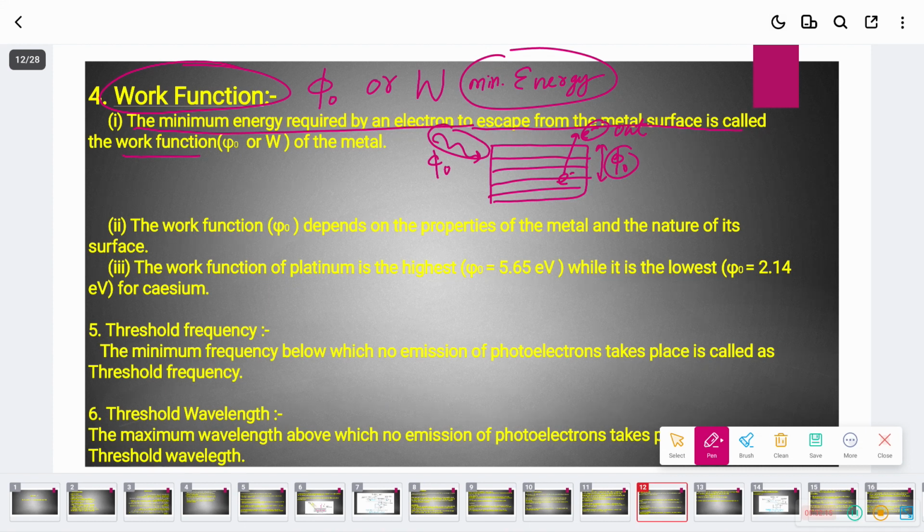Suppose this electron is having phi naught 1, I gave. Now if you are releasing a photon to the metal, that photon should have phi naught 1 energy. Then only this electron can come out. So this other electron has phi naught 2. Every electron has a certain different energy. Clear or not? Very good.